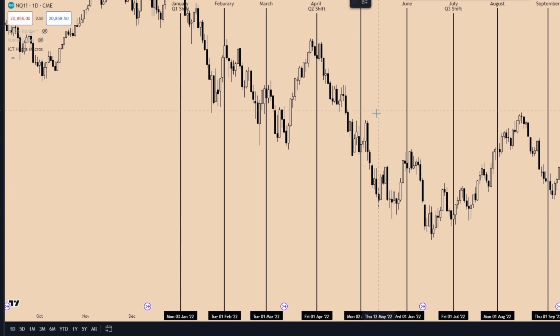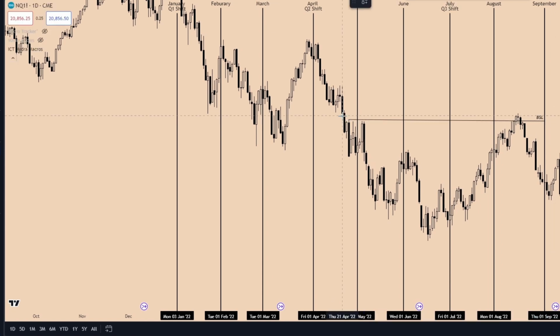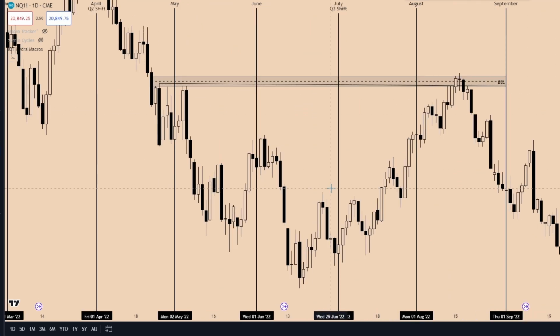In this context, your 2022 model would be right here. We have a sweep of buy-side liquidity inside of a daily sell-side imbalance, buy-side inefficiency right here. So now step one is complete. We have a narrative and a reason as to why price should be acting the way it's acting.